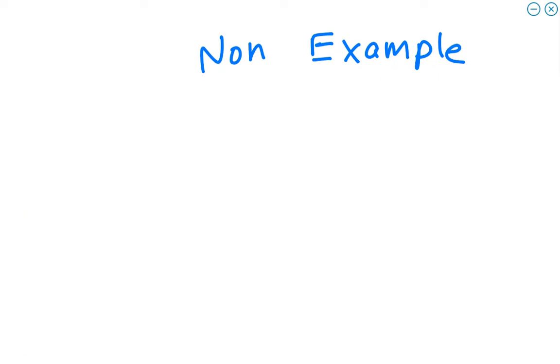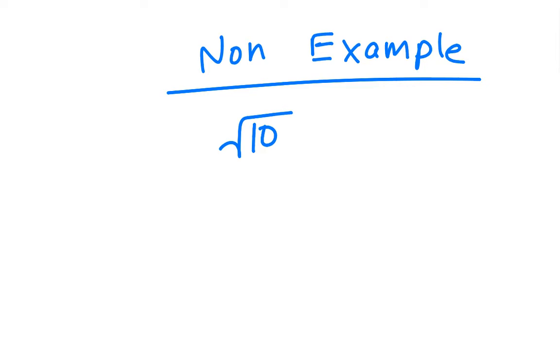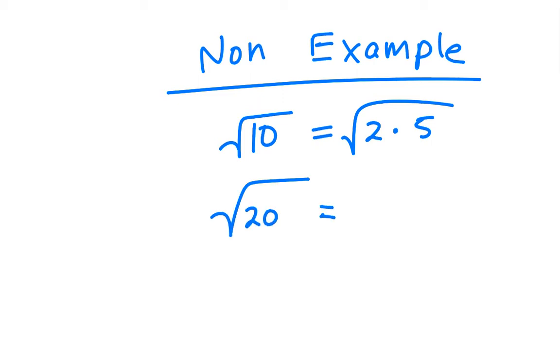Let's see if you guys got some room for a non-example. A non-example would be square root 10. What's the prime factorization for 10? 2 times 5. Are they in pairs? And so it's not perfect. What about square root 20? What's the prime factorization for 20? 2 times 2 times 5. The 2's are in a pair, but the 5 is not. So that one's not perfect.